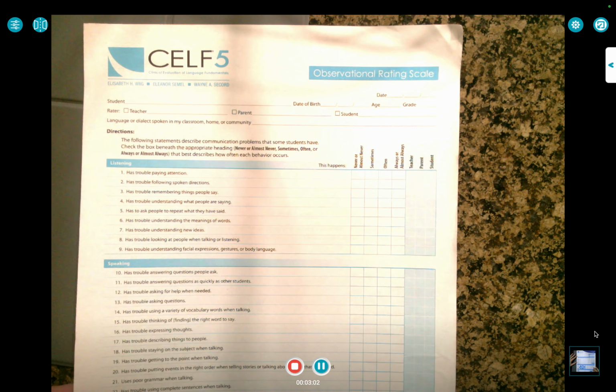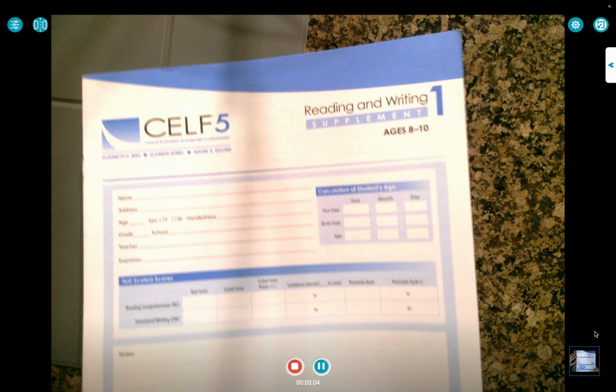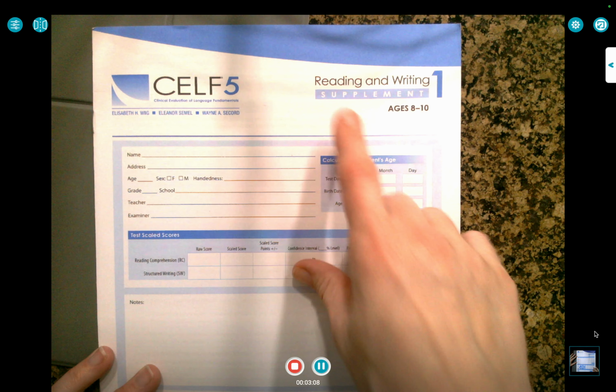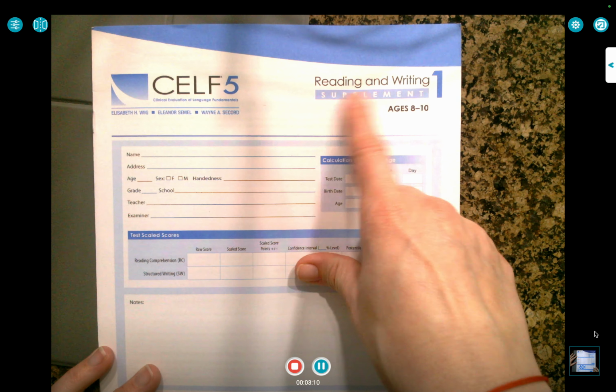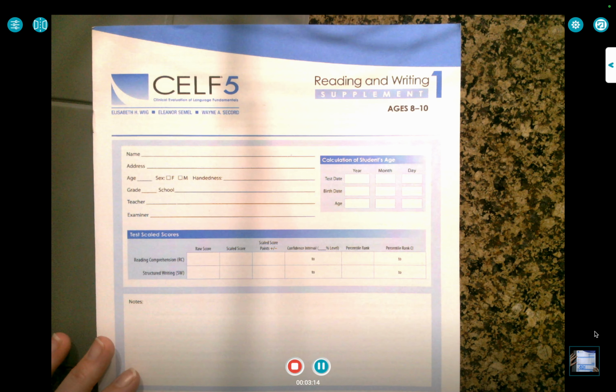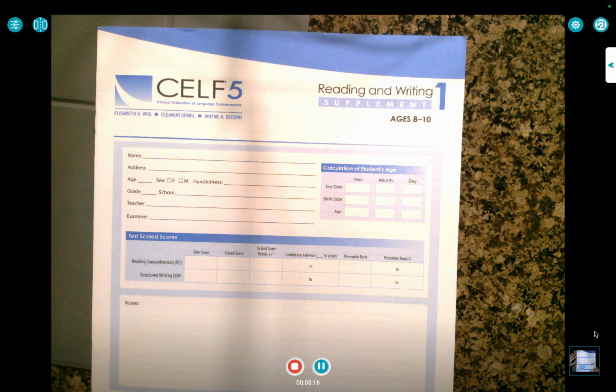Finally, like I said, we're not going to talk about reading and writing, but it also does come with a reading and writing protocol. And here you can see it says reading and writing, and please note the ages for this particular one. So those are all the pieces that you need for the CELF.